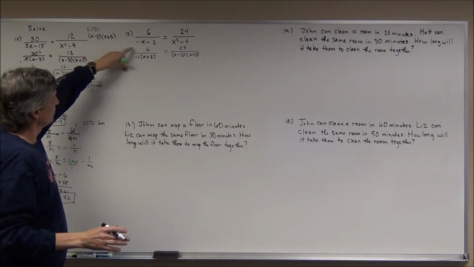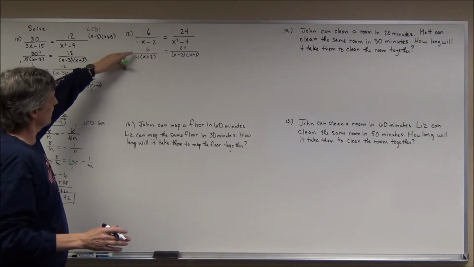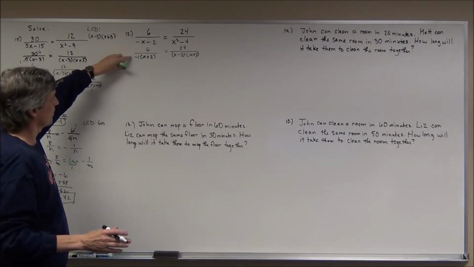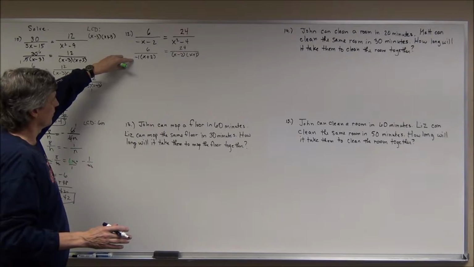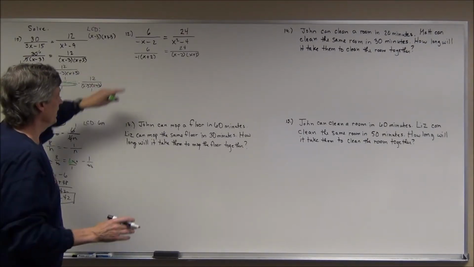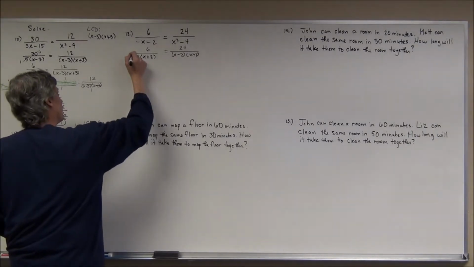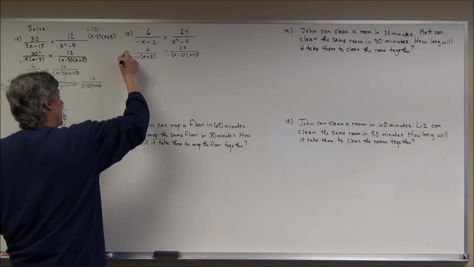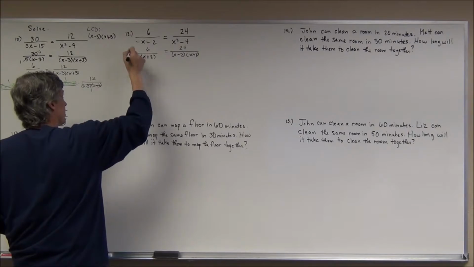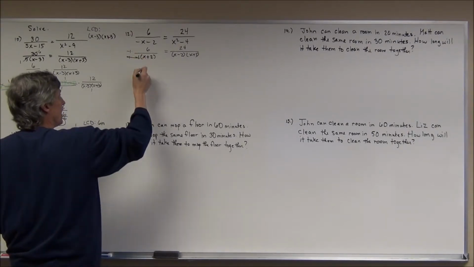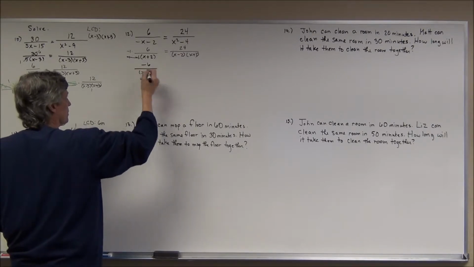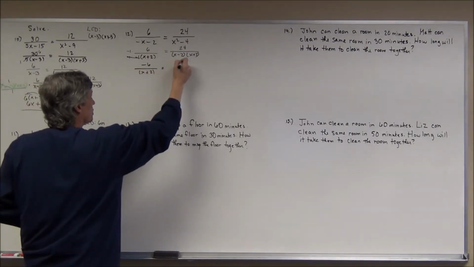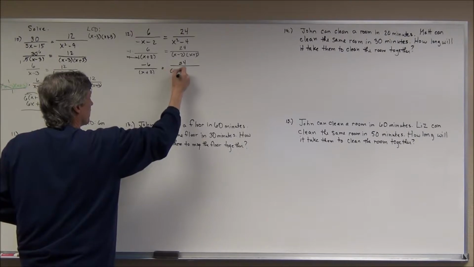If I was to multiply top and bottom by -1, which you can do, you can multiply top and bottom by the same non-zero number. If I multiply the top by -1 and the bottom by -1, the -1 times the -1 on the bottom becomes +1. It's as if I took this factor of -1 and just brought it up to the top. I'm going to multiply top and bottom by -1. I get -6 all over x plus 2, which I don't need the parentheses for, I put them down anyway, and 24 all over x minus 2, x plus 2.